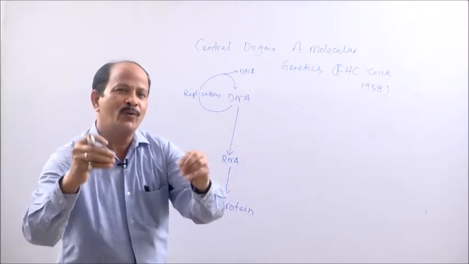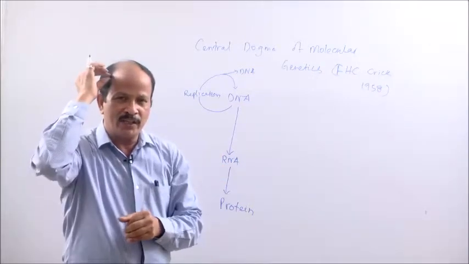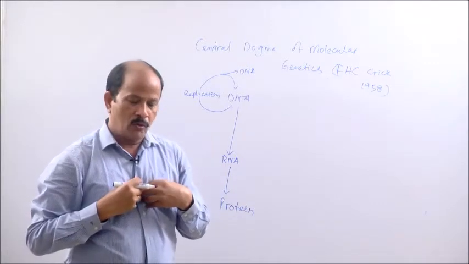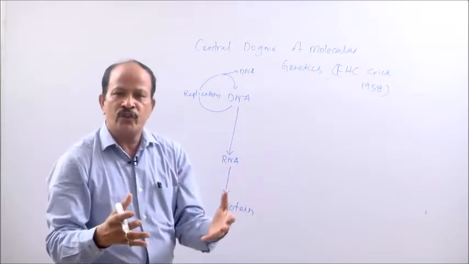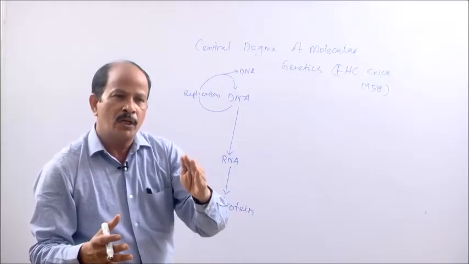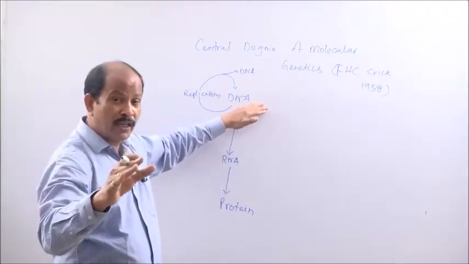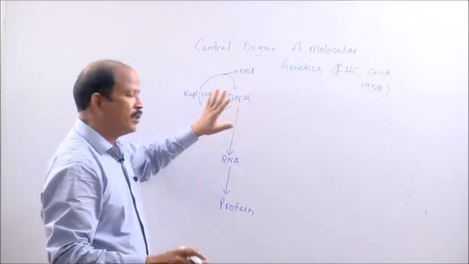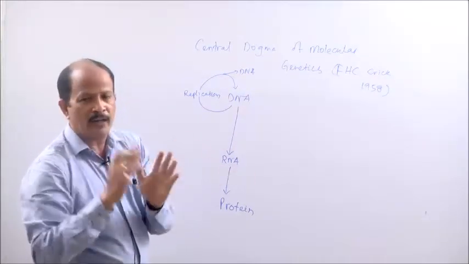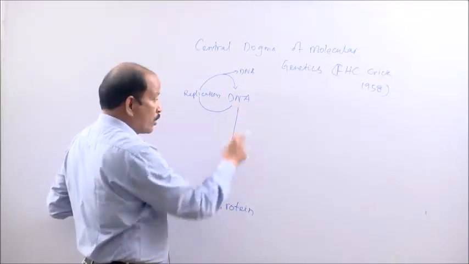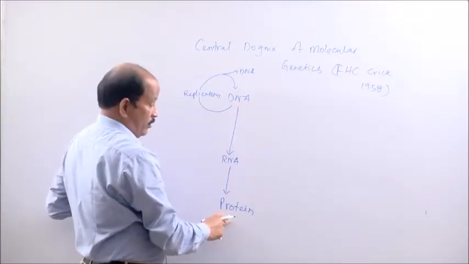But what protein will be synthesized, whether it is keratin protein or the insulin protein, is decided by the gene. Information is there in the gene. So a gene is a piece of DNA, that I will tell you. So DNA gives information to protein.